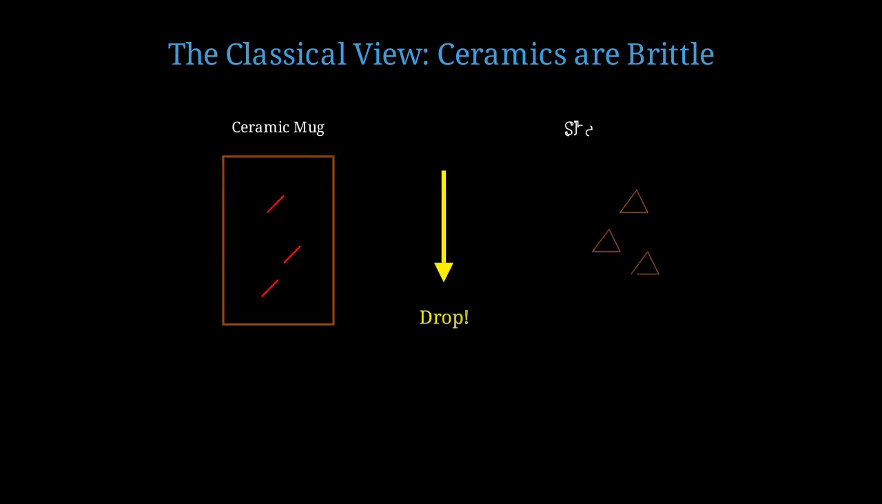When you drop a ceramic coffee mug on the floor, what happens? It shatters into many pieces. This is the hallmark of brittle behavior. The ceramic mug has many internal flaws and microcracks. When you apply stress, these cracks propagate catastrophically, and the material fails suddenly with almost no plastic deformation.